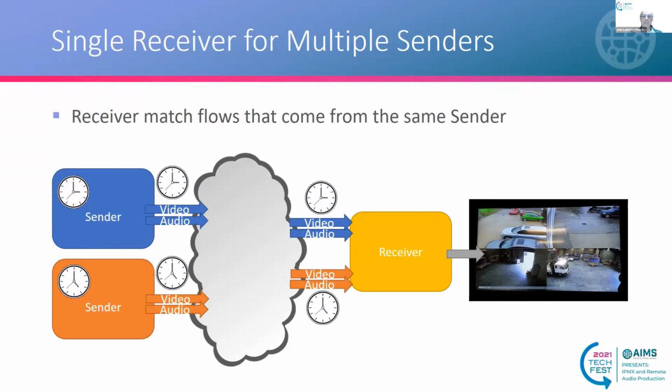The keyword is accurately, because the receiver could do a best effort based on the time the flow showed up at the receiver. So it could still do a pretty good synchronization of video and audio based on when they received the packet. And yes, in this example, there's still no PTP involved.